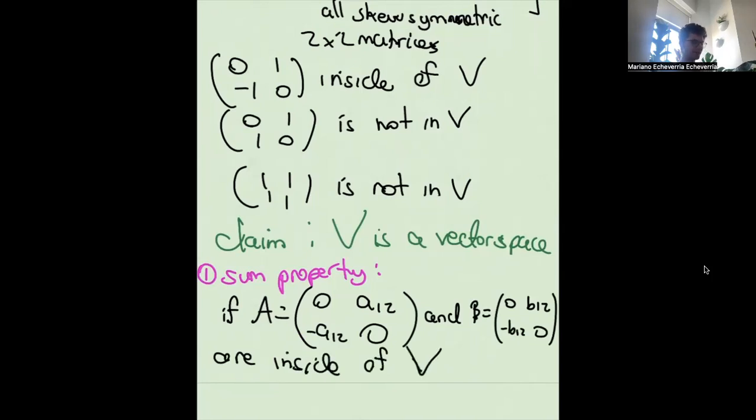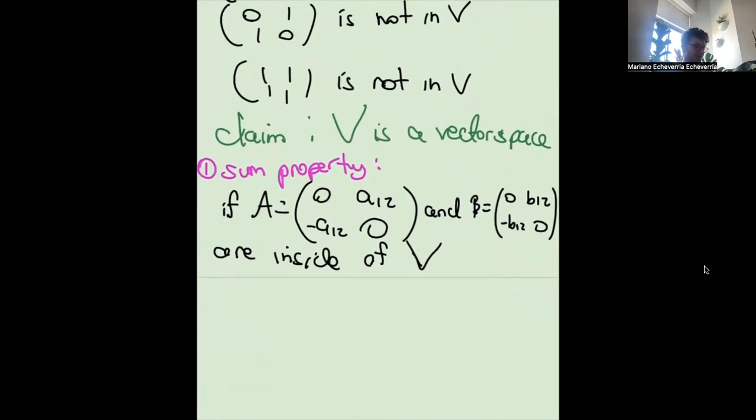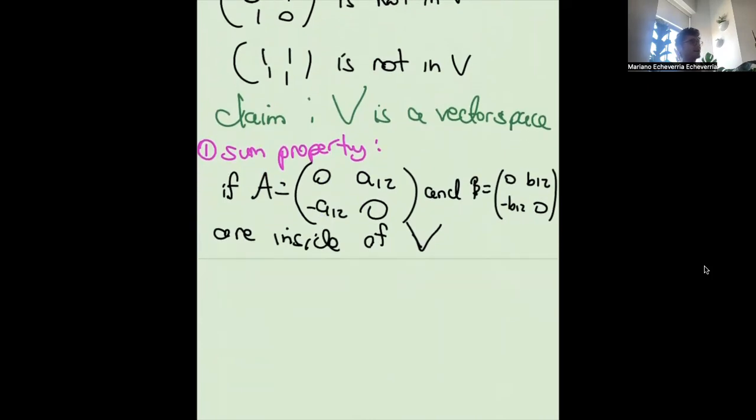So again, the sum property just means take two elements inside the set, right? Two elements inside the set look like this. The first and fourth entries are 0, and then the third entry is minus the second entry. So that's one way to write them. You take two elements like that, and when you add them, you get a new element inside the set. So what is A plus B?